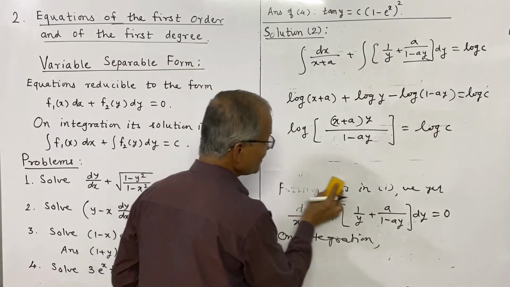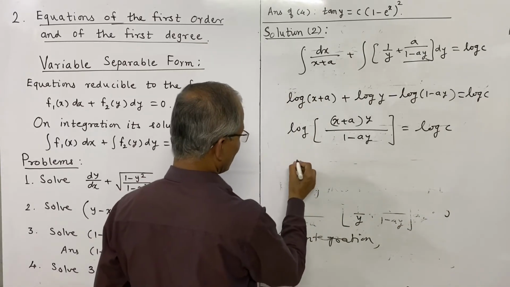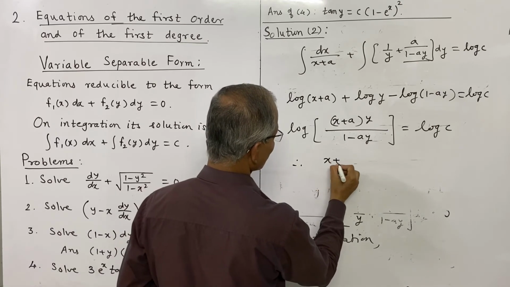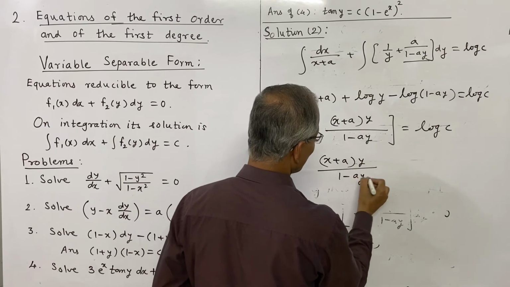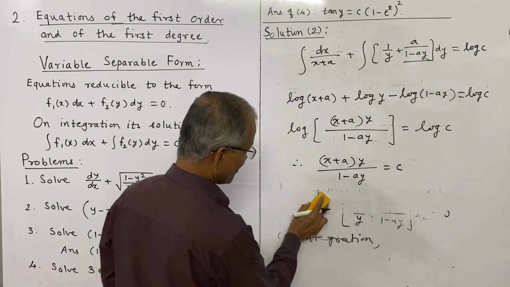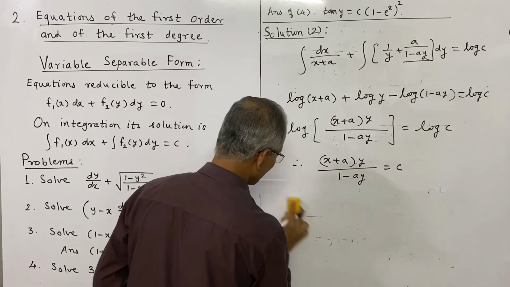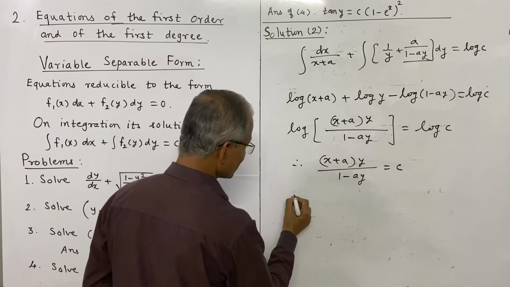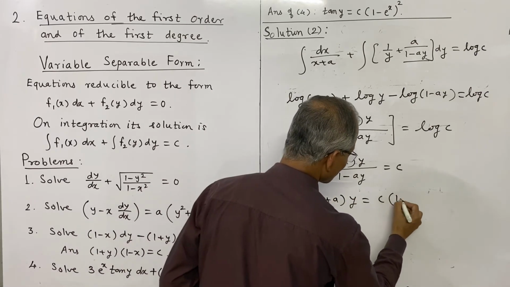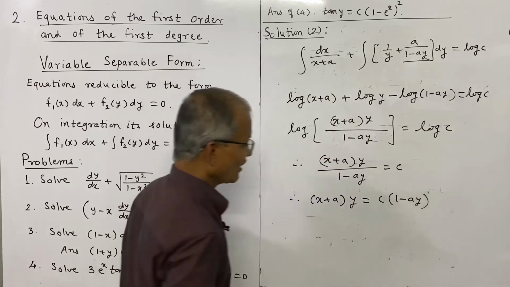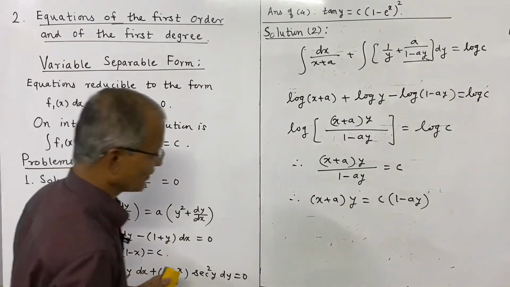And now we can eliminate log on both sides. So this gives, taking exponential, x plus a into y divided by 1 minus a into y is equal to c. Or finally we can write this as x plus a into y is equal to c times 1 minus ay. And this is the general solution of the second problem.